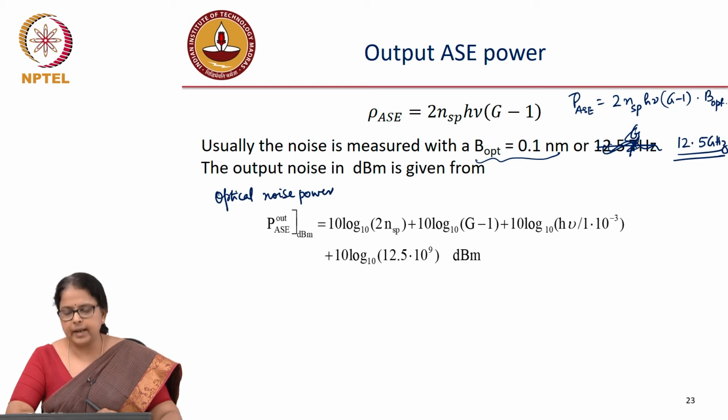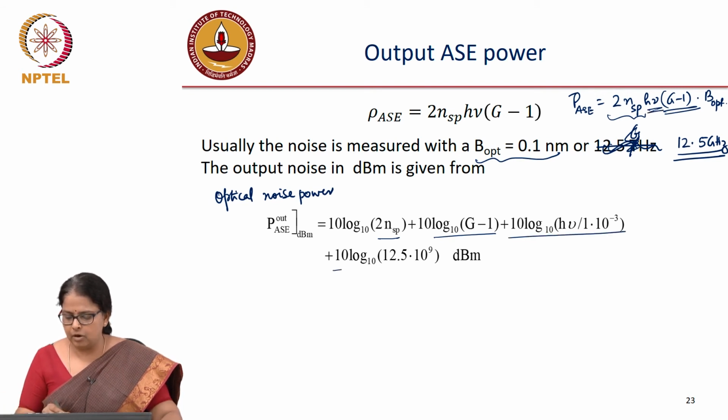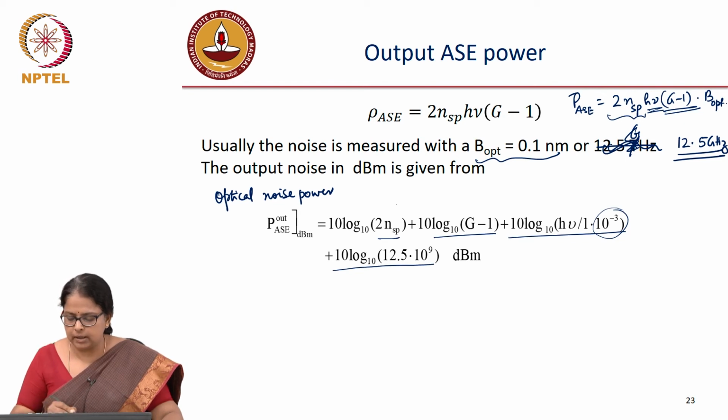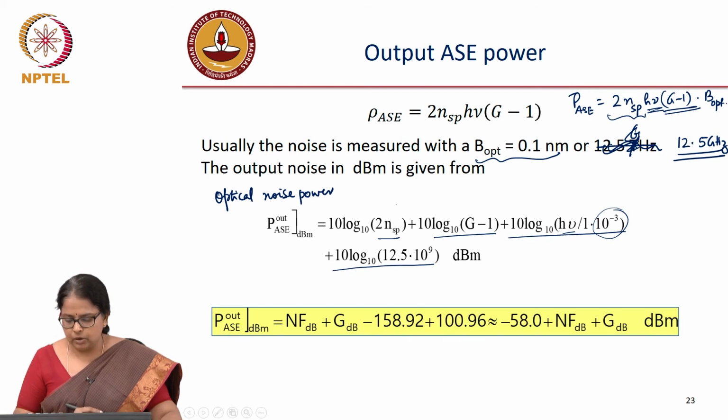If I write everything in logarithm, P_ASE in dBm is 10 log of twice NSP, that is the first term, plus 10 log of (G minus 1), that is this term, then 10 log of h nu, and then 10 log of 12.5 into 10 power 9. The 10 power minus 3 in the h nu term is to convert it into dBm. So this is the optical power, of which I know h nu is a constant.